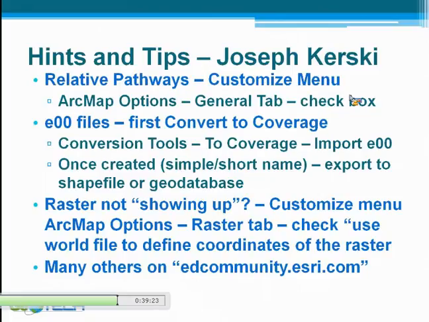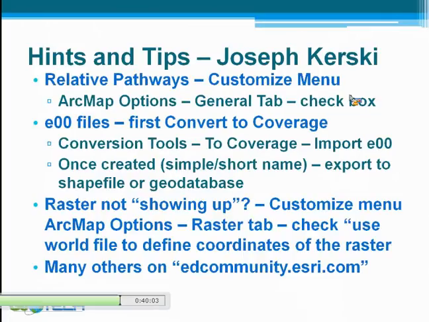E00 files. I still run into those, especially on a lot of government sites. Those are Exchange files. The new ArcGIS 10 does not have the ArcGIS 8 tools, so you now have to convert it to a coverage. Under Conversion Tools in your toolbox, go to To Coverage, Import from E00. Caution when naming it: remember, coverage is an old DOS format, so keep the name simple with no weird characters and spaces. And then immediately export it either to a shapefile or to a geodatabase.